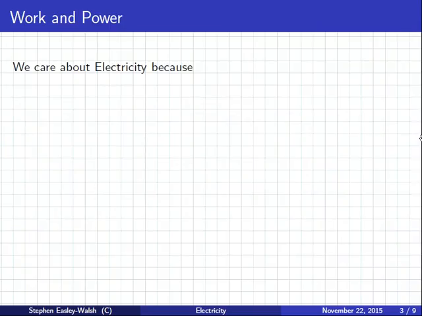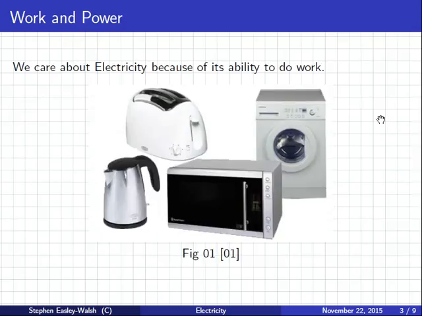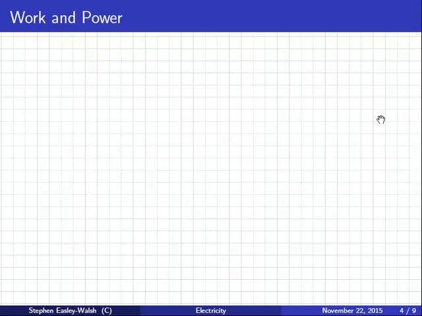So, why do we care about electricity? Well, we care about electricity because of its ability to do work. So we care about electricity because it can do stuff for us. It can do work for us. As an example, electricity is important because it can do work. It has power. But we haven't said how to calculate the power.